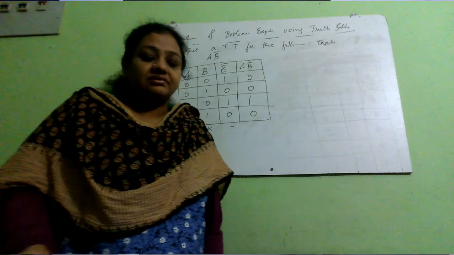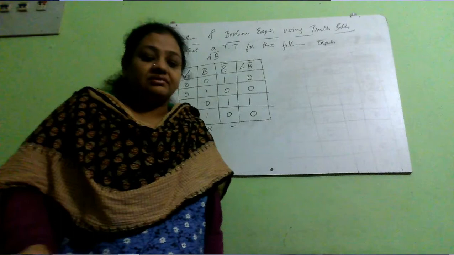So we know how to take the values for A and B. That is 0, 1, 0, 1, 2 zeros, 2 ones. Then we need to take the complement of B, B bar. That means the complement of 0 is 1. The complement of 1 is 0. The complement of 0 is 1. The complement of 1 is 0. That is B bar. So if we have B, we can get B bar. How? B bar is nothing but the opposite or the complement of B.